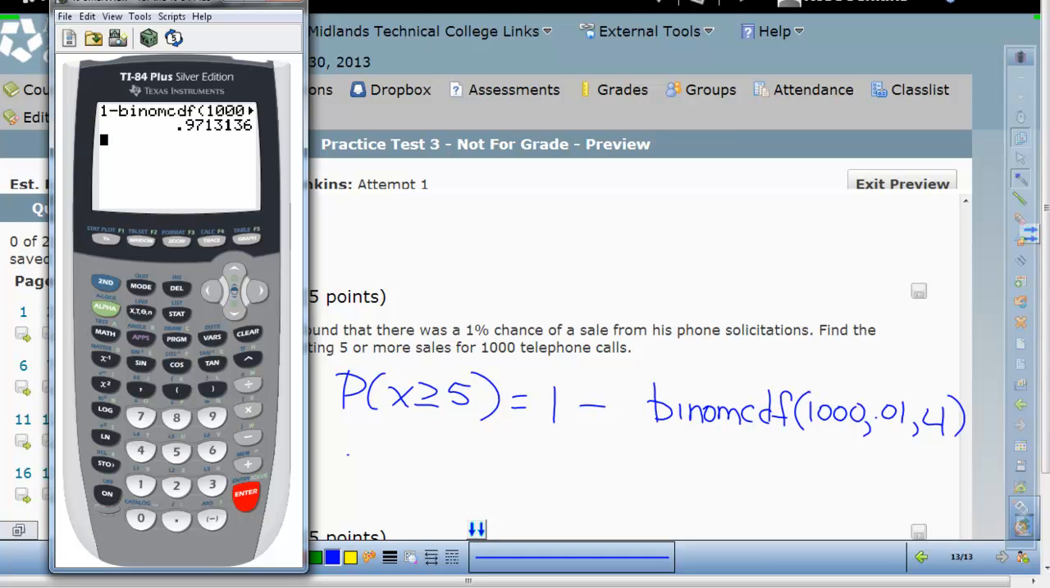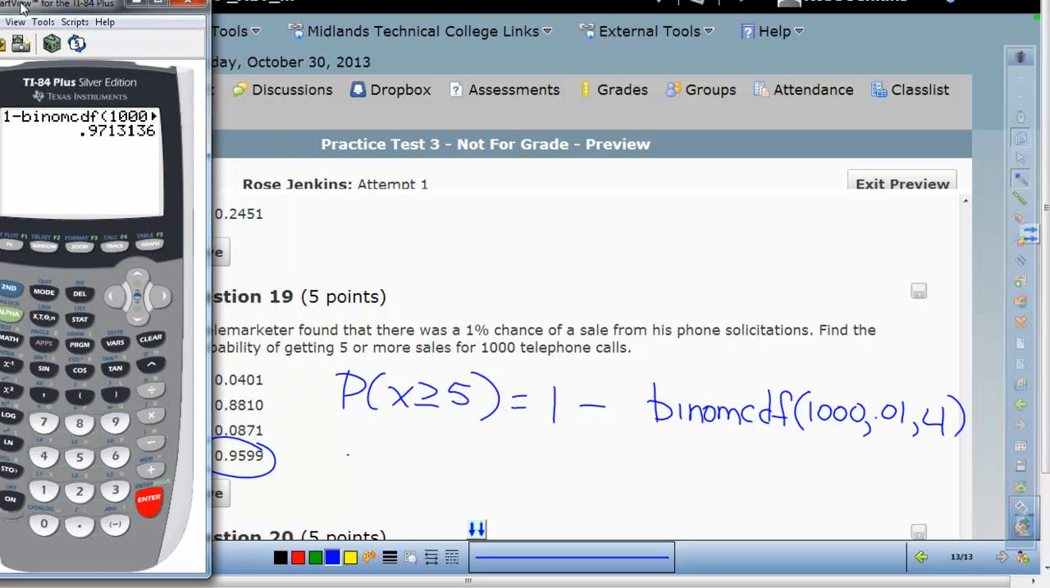I got 0.9713. Just to be sure, huh? That's a little risky. 0.9713. The other answer was 0.9599. The only thing that came even close was 0.8810.